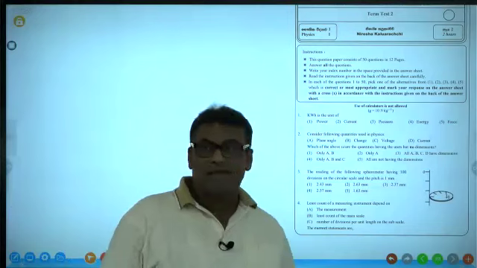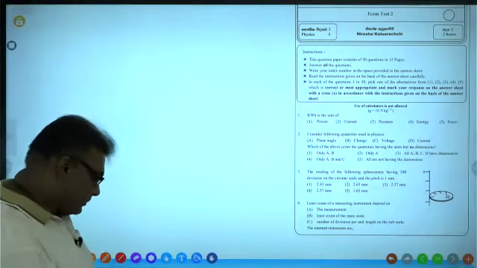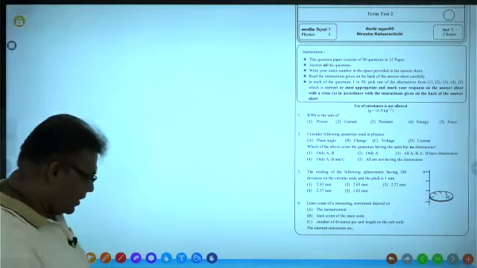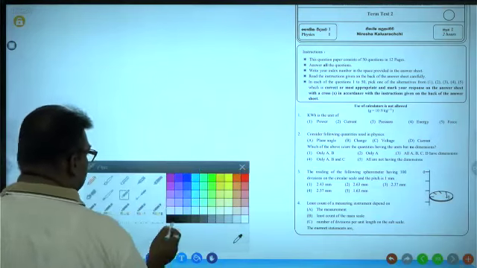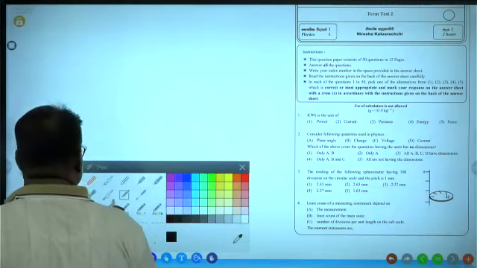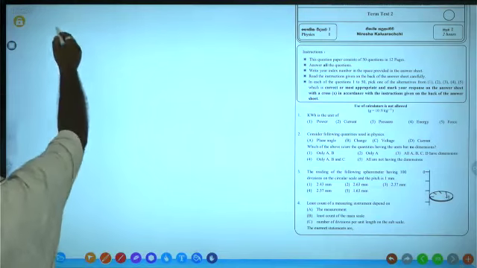Right, let's start the discussion of term test paper number 2, MCQ paper. Question number 1: kilowatt hour is the unit of. Just simplify this one.